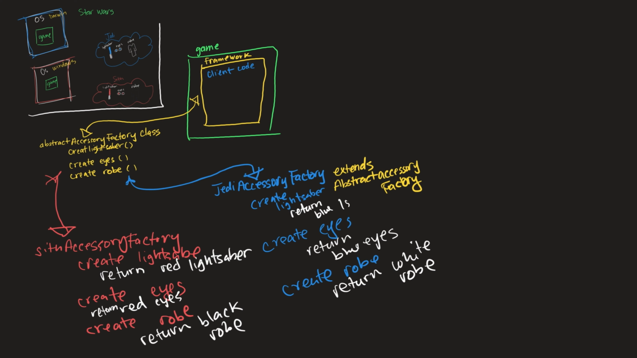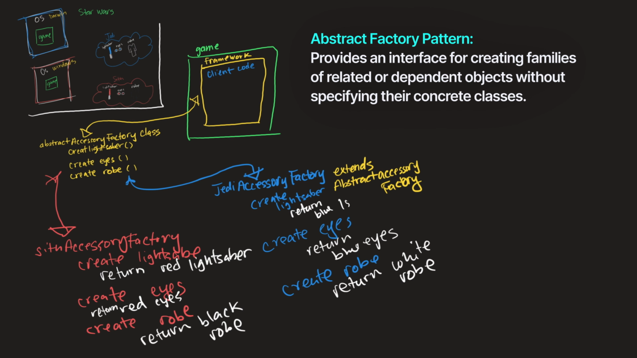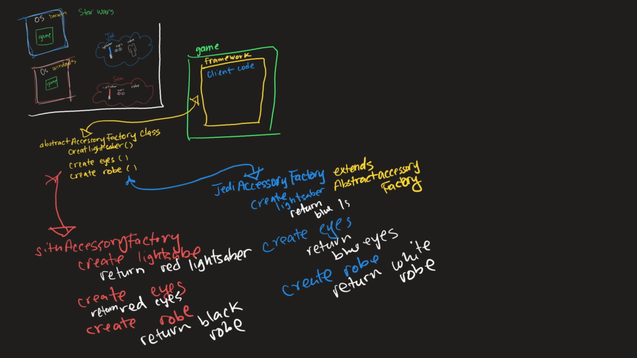But the main thing that you need to understand with the abstract factory is, if we go back to that definition, it provides an interface for creating families of related or dependent objects without specifying their concrete classes. So the interface that we're talking about is basically this.